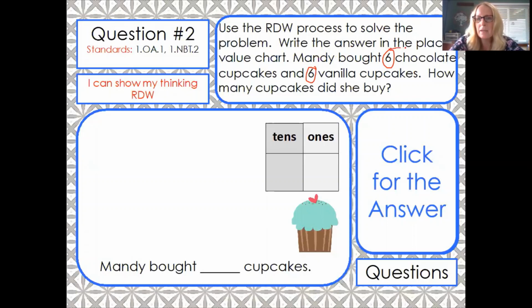Now I'm going back up, and I knew that there were 6 that were chocolate, so that's my label, and I knew that there were 6 that were vanilla, so that is my label. When it asks how many did she buy, even though there's not the key word there, I know that this is an addition problem. It wants us to add them all together. So go ahead, push pause, draw me a tape diagram, and solve.